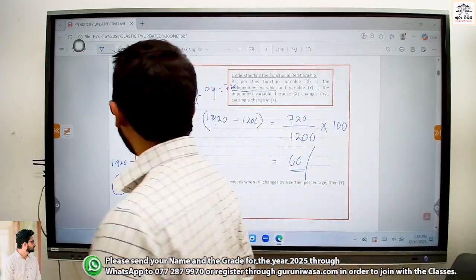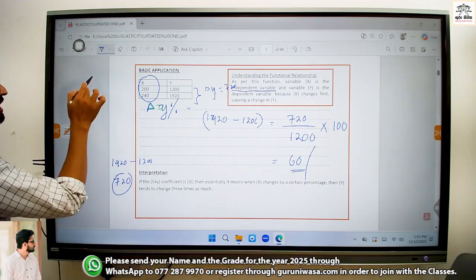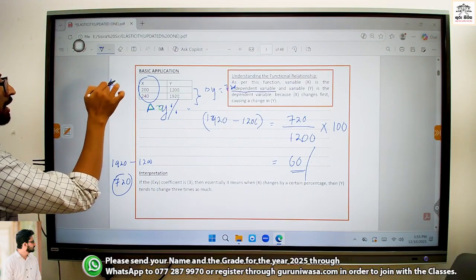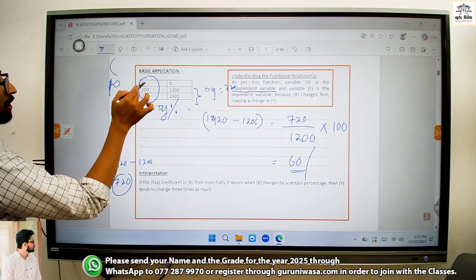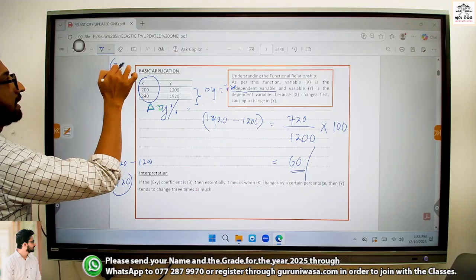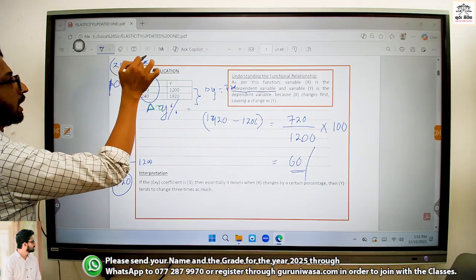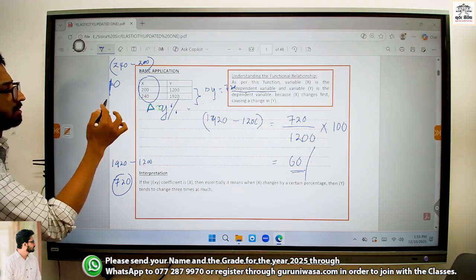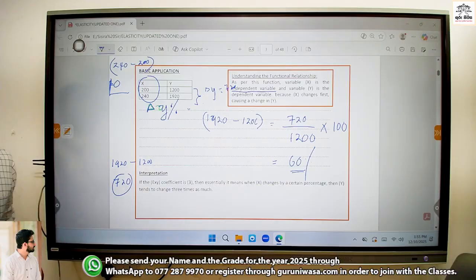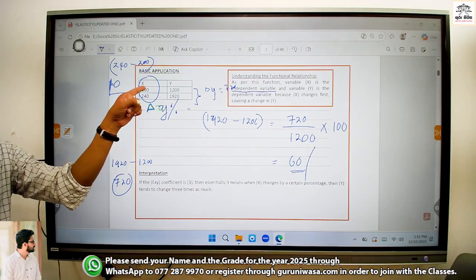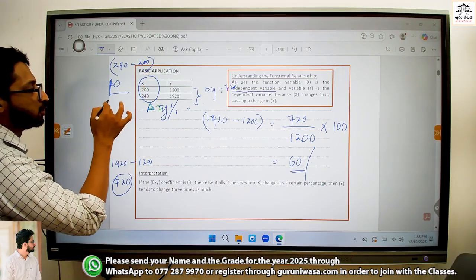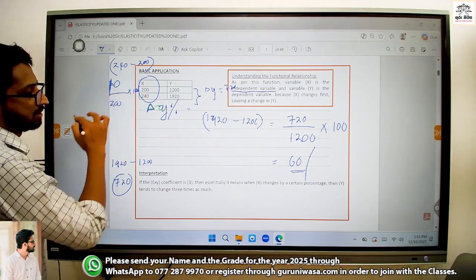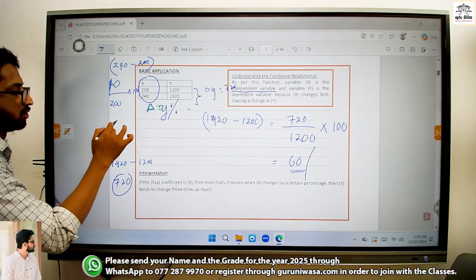Yes. Take the change. Here, the absolute change is 40. How did I calculate 40? 240 minus 200. Take the change divided by the original value. How much is the original value? Into 100. Can you tell me the percentage change? 20.